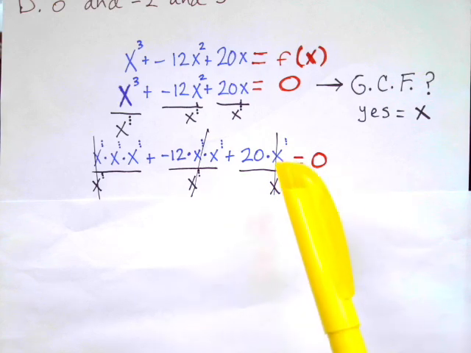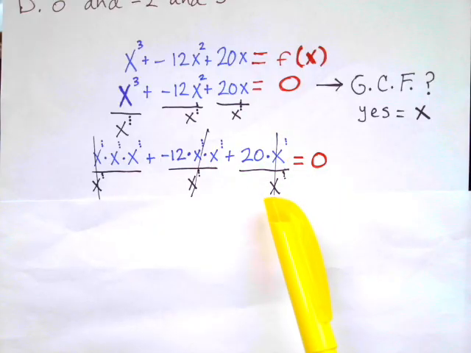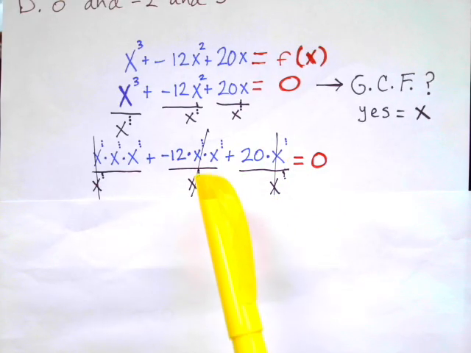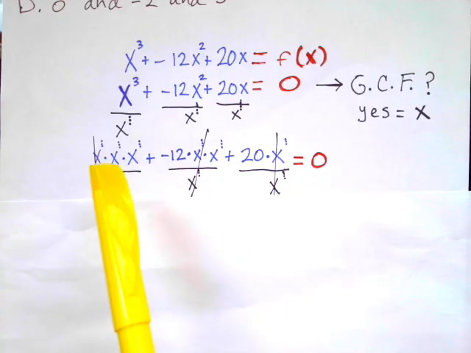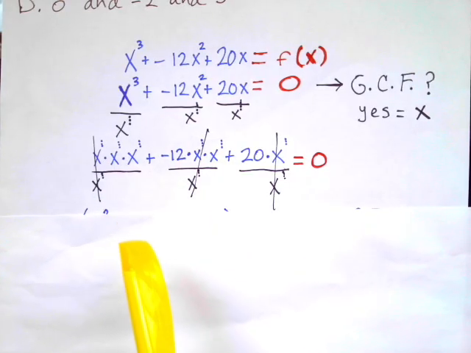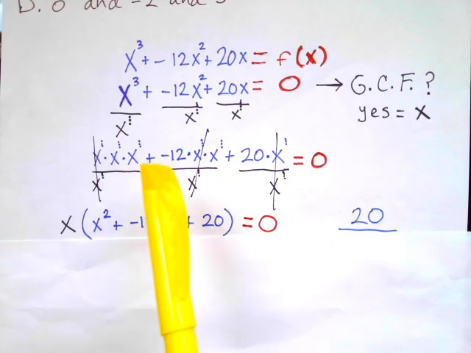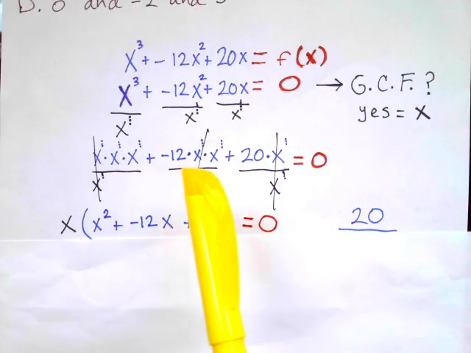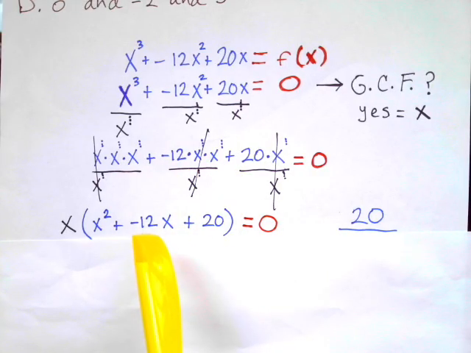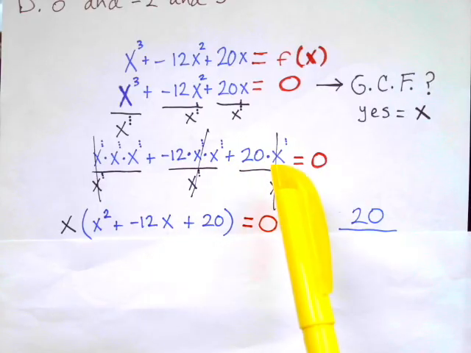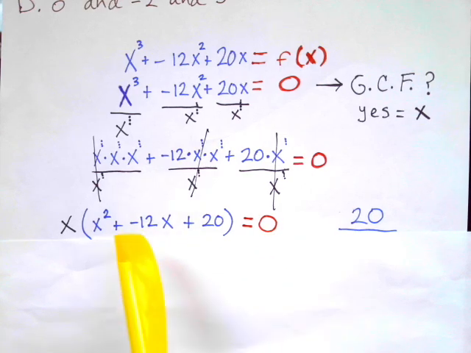Equal to 0. So anything over itself is 1. So x over x is 1. X over x is 1. And x over x is 1. What does that leave me? That leaves me, I factored out x here. X times x is x squared. Plus -12 times 1x is a -12x. Plus 20 times 1 is just 20. Equal to 0.